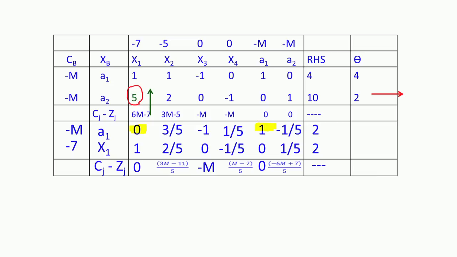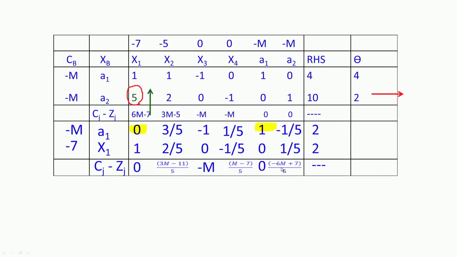Now again we want to check whether we have to stop here, whether the optimum solution is reached or whether we need to proceed further. So the most positive Cj minus Zj will enter. So this is negative, this is negative. 3m minus 11 by 5, m minus 7 by 5. 3m is bigger than m. Therefore variable x2 will try to come into the solution.